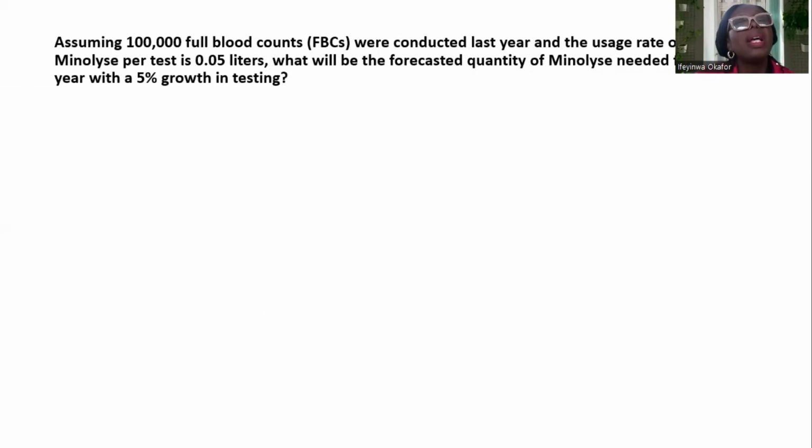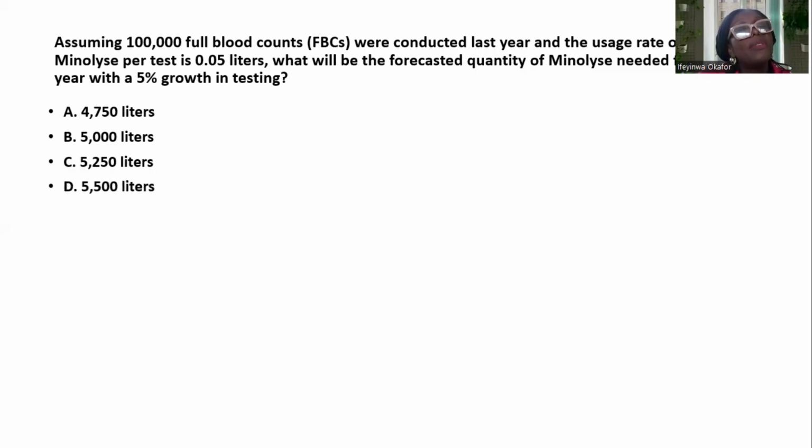Assuming 100,000 full blood counts were conducted last year, and the usage rate of reagent per test is 0.05 liters, what will be the forecasted quantity of reagent needed for next year with a 5% growth rate in testing? Okay, we have the answers here: 4,750 liters, 5,000 liters, 5,250 liters, 5,500 liters, and we have 6,000 liters. And our answer is C, 5,250 liters.